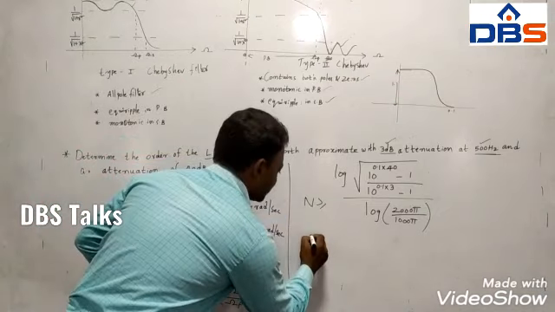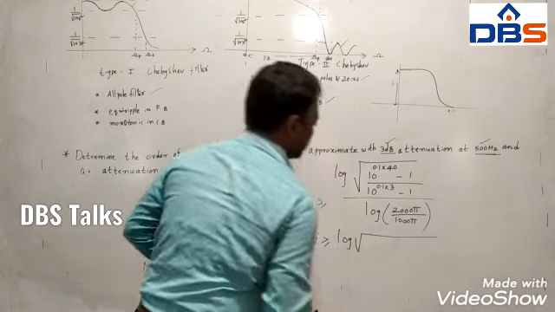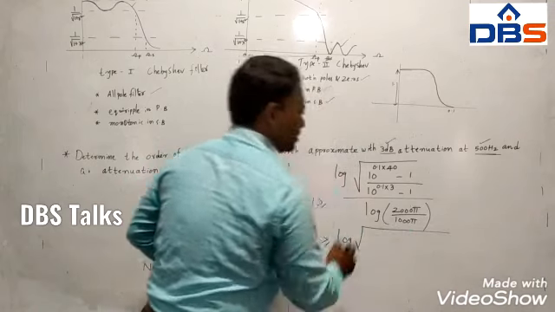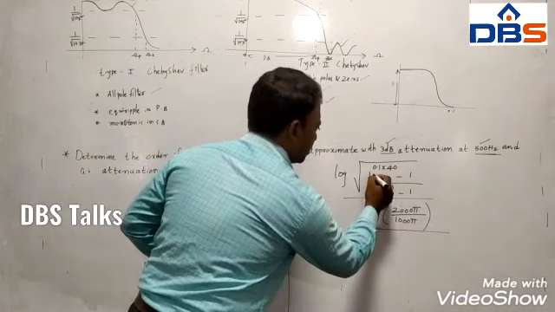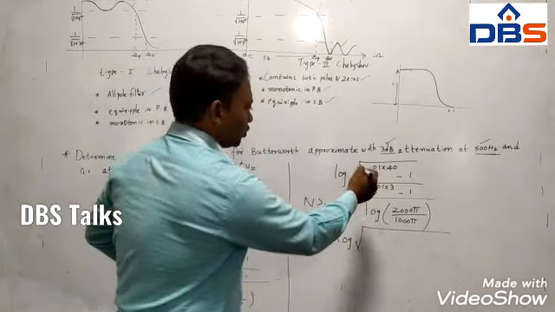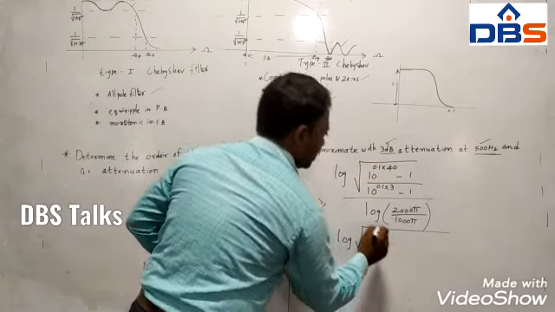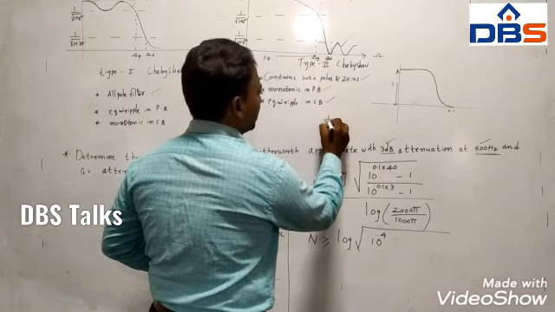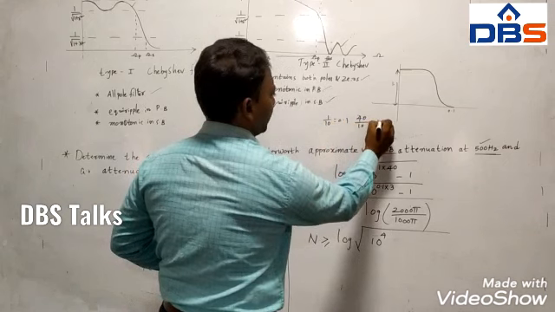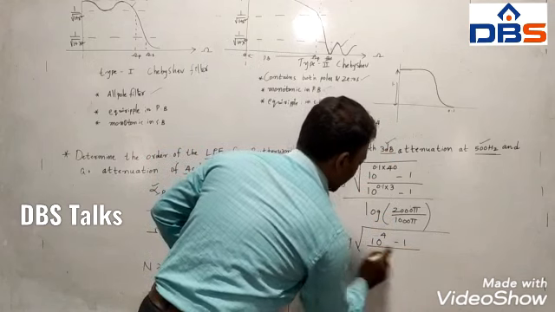Now, if you simplify this, n is greater than or equal to log under root. Carefully observe, you need a calculator to simplify these values. So 10 power 0.1 times 40 means 40 by 10, which is 4, so 10 power 4 minus 1, divided by, so here it is 0.3.